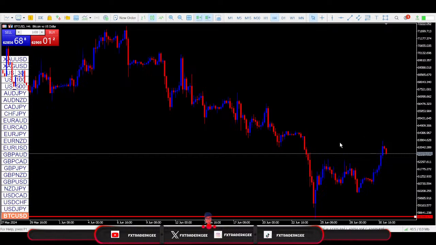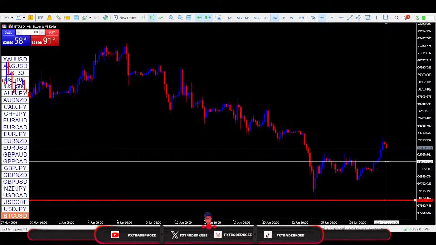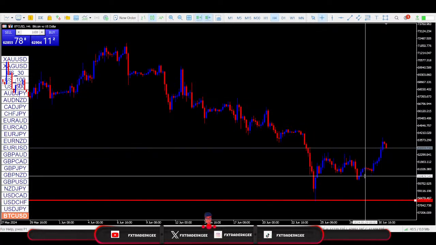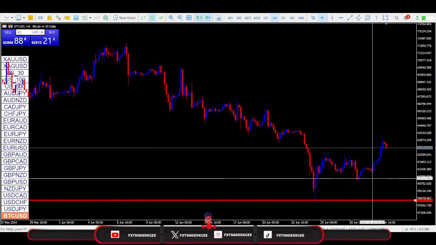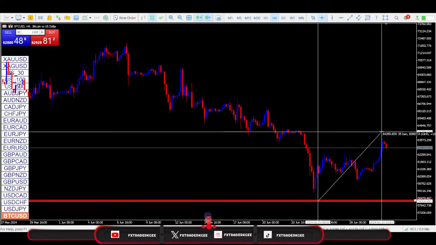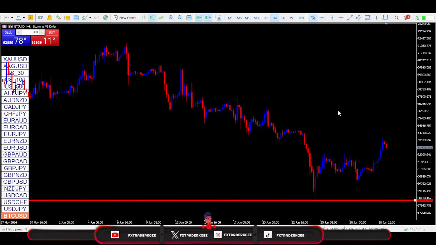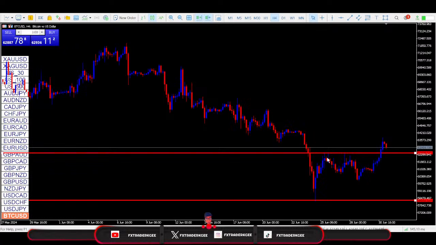But I would be expecting that once this level is not threatened or broken, we should be expecting a continuation of this current move from here. It hasn't broken this mini resistance level here, which is actually not a level, but one way or the other turned into a zone.